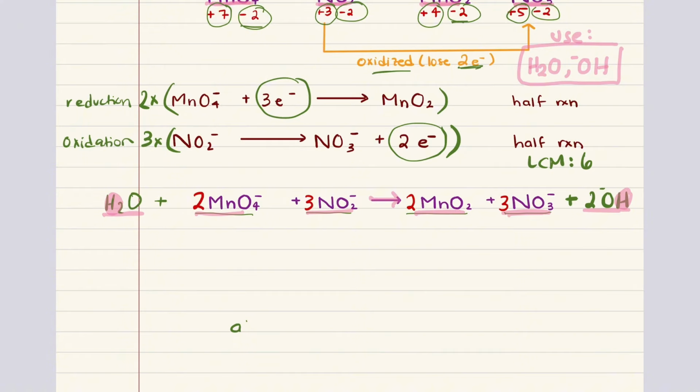Now we triple check and verify everything. We're going to count atoms first. For manganese, there's 2 on each side. For nitrogen, there is 3 on each side. For oxygen, there's 15 on each side, and for hydrogen, there is 2 on each side.